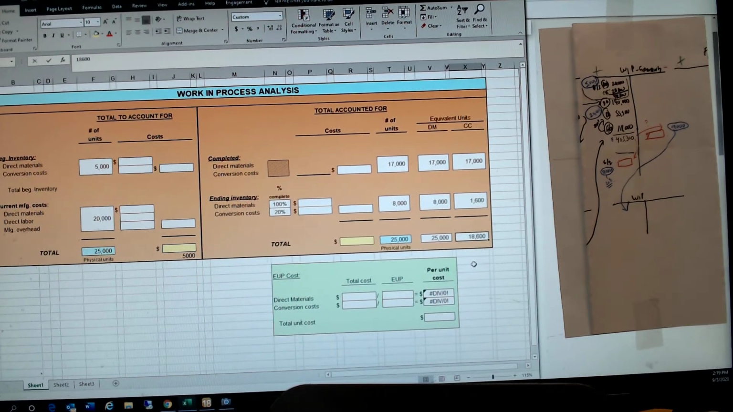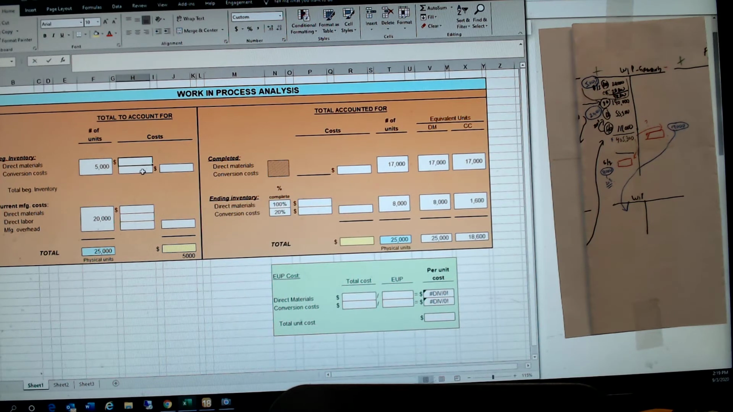So there's a total of equivalent whole units of 18,600. That was step 2. Again, we needed to know what the percentage complete in ending inventory was. I didn't need to know the percentage complete in beginning inventory because I don't work with beginning inventory in computing equivalent units of production, only finished and ending inventory.